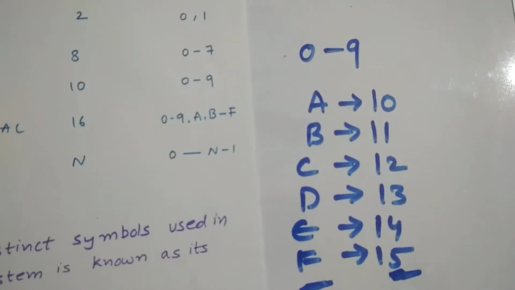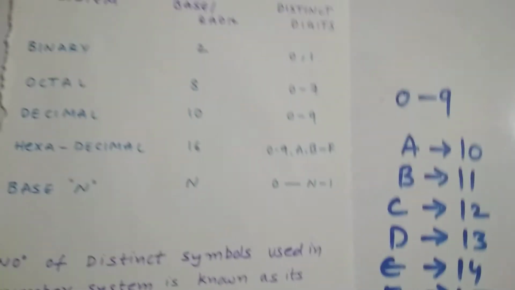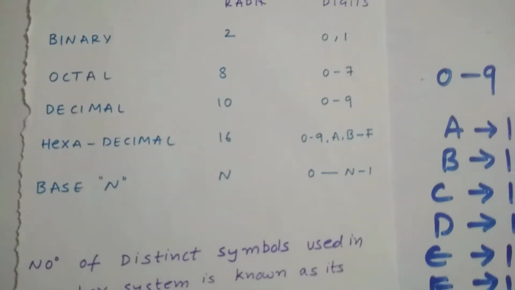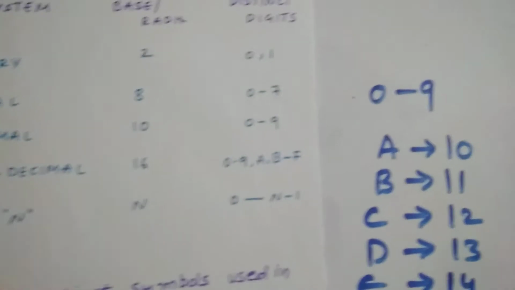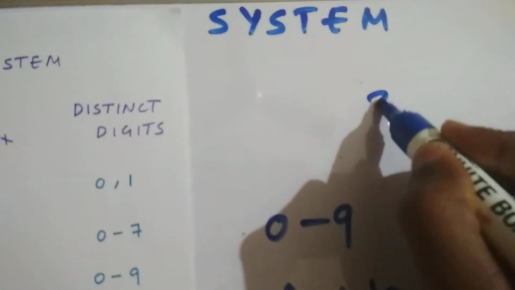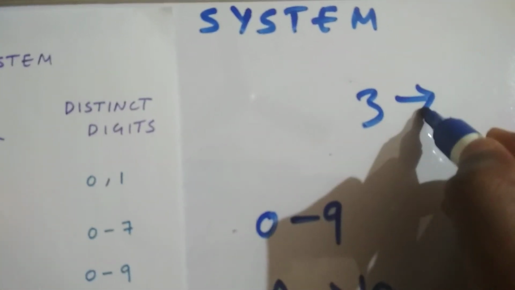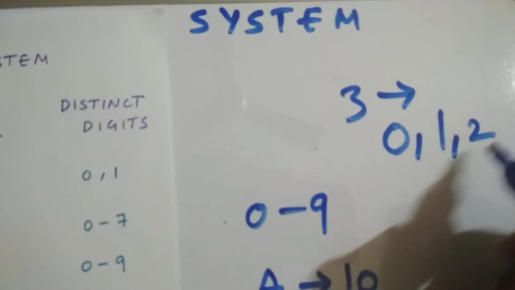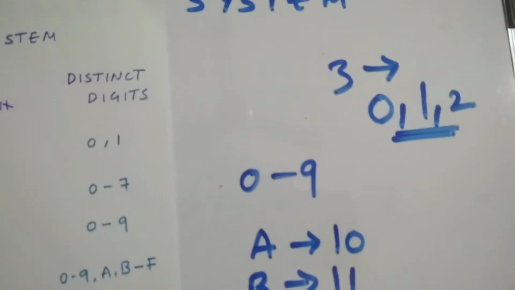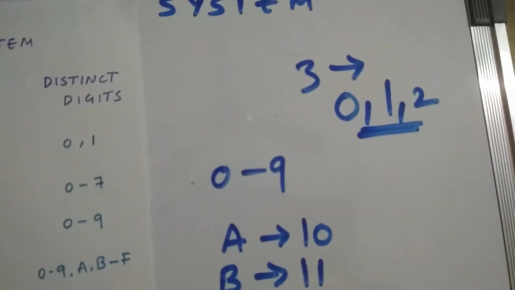Okay, so this is how hexadecimal works. For base n, we will use the digits 0 to n minus 1. For example, if it's base 3, then the number of distinct digits are 0, 1 and 2.